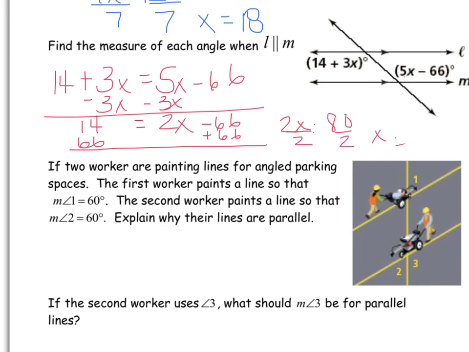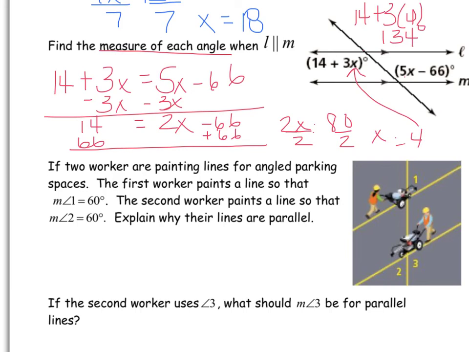So x is 40, but they want the measure of each angle. So plug in the 40 into this x, or the other one, doesn't matter. And when you plug it in, you get 14 plus 3 times 40, which gives you 134 degrees. Which makes sense, it's an obtuse angle, so it definitely should be bigger than 90.